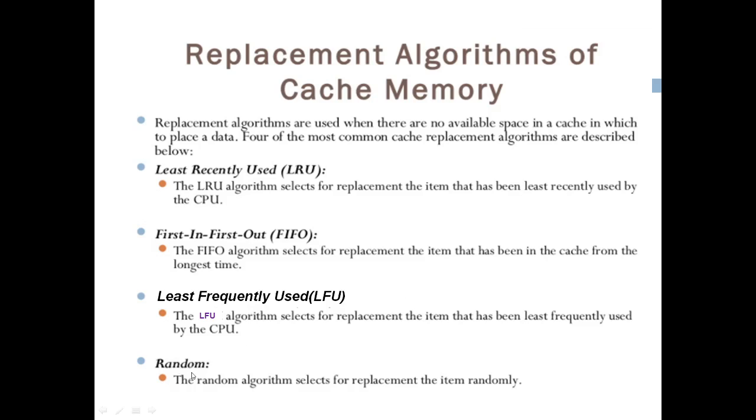The next category is the random algorithm, which selects items for replacement randomly. The random algorithm will not see whether a block is frequently used, recently used, or first brought into the cache. It will just select randomly and replace it with the new block from the main memory. So these are the very commonly used replacement algorithms of cache memory.